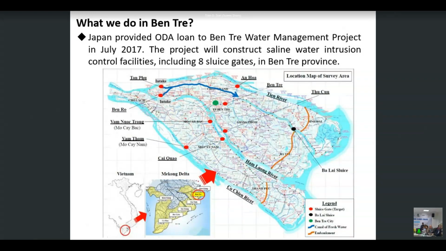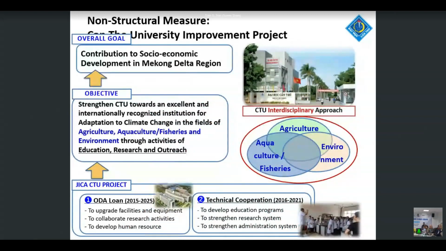Next. So non-structural measures in Kanto. We are implementing loan and technical cooperation project with Kanto University in order to enhance the capacity of education, research, and outreach in the field of climate change resilient agriculture, aquaculture, fisheries, and the environment by human resource development and advanced facilities and laboratory equipment. With this project, the Kanto University is expected to be the best think tank for climate change adaptation and to contribute to enhancing the adaptation capacity of Mekong Delta and beyond.